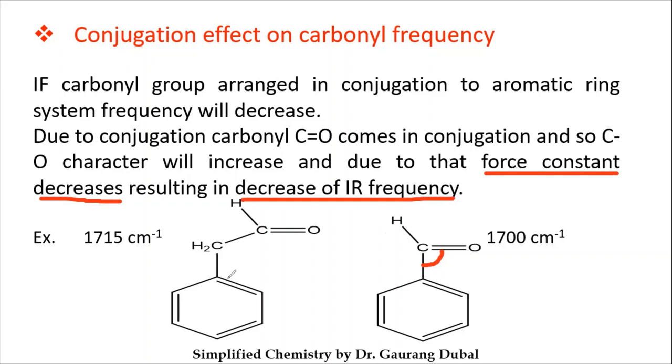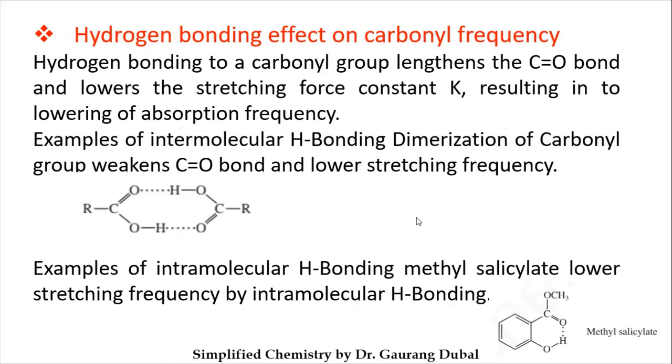In this structure, you can see 2-phenylacetaldehyde. Here there is no conjugation, so the frequency appears at 1710, but due to the conjugation in benzaldehyde, it appears at 1700, comparatively 15 centimeter inverse less than the previous compound, right? So this is the effect of conjugation which we observed in the infrared frequency.